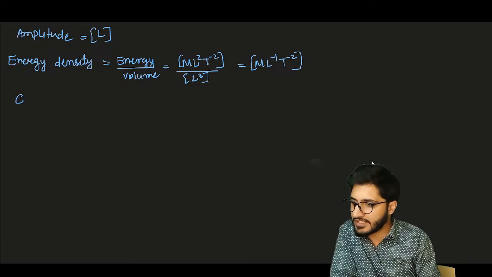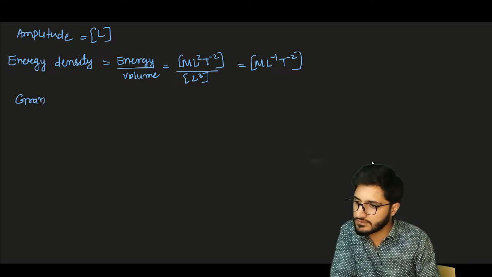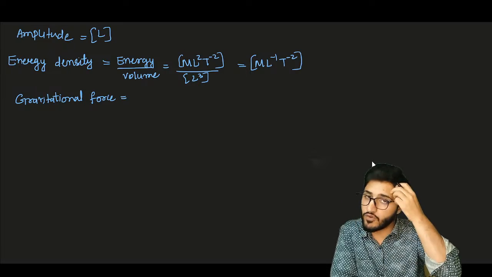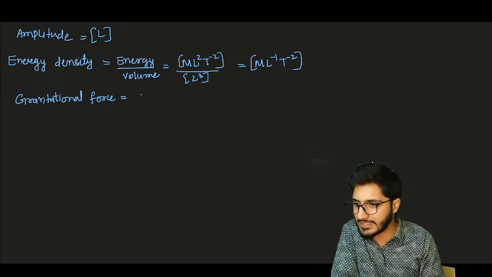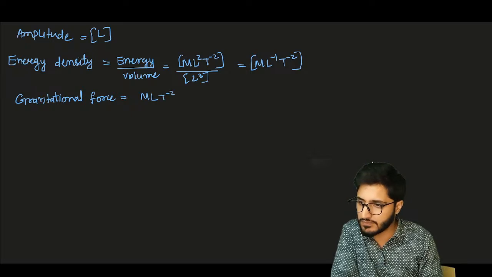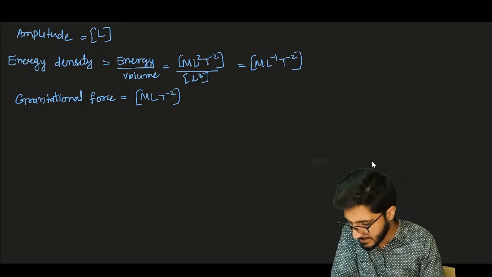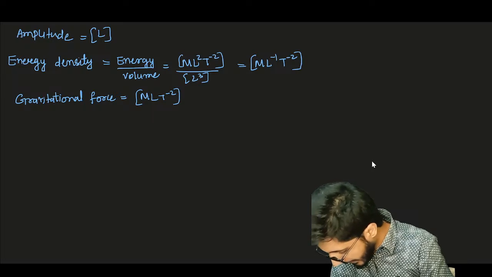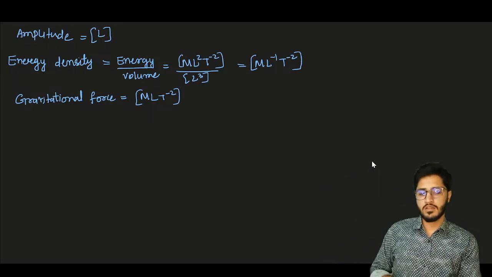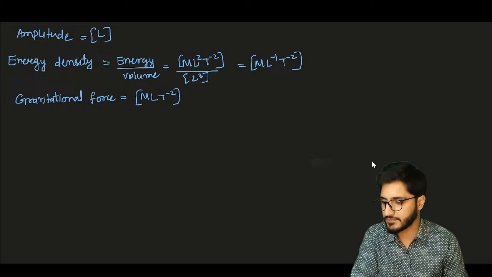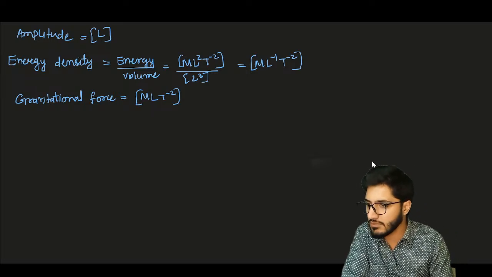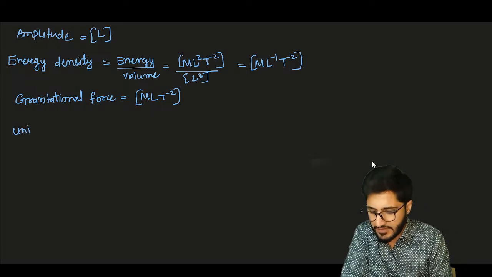We are having gravitational force. Gravitational force simply means force. So I can write it as MLT minus 2. Clear? We are having universal gravitational constant.